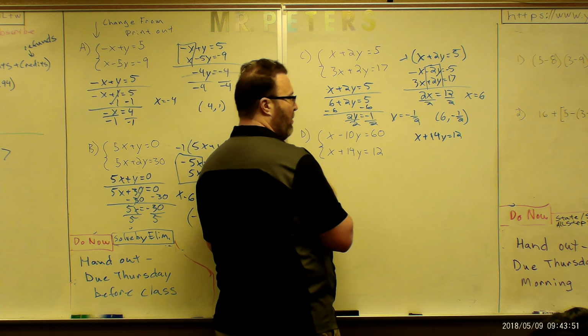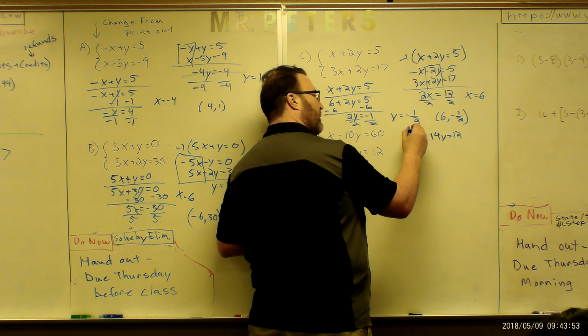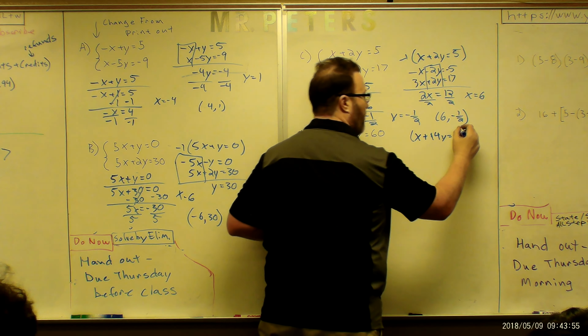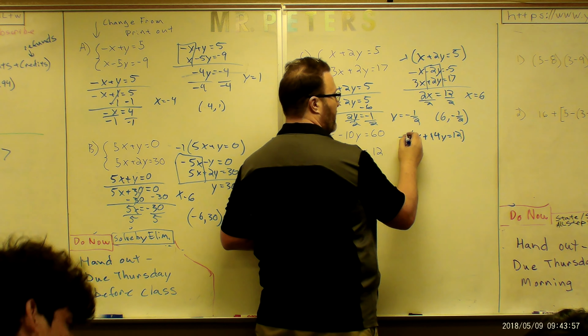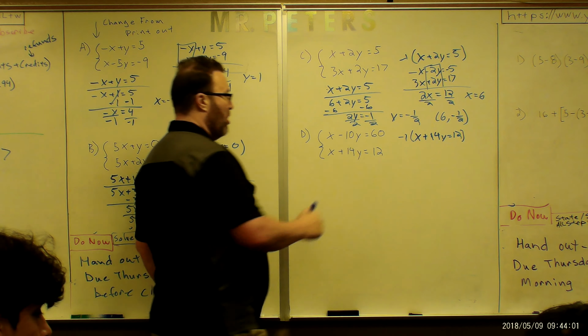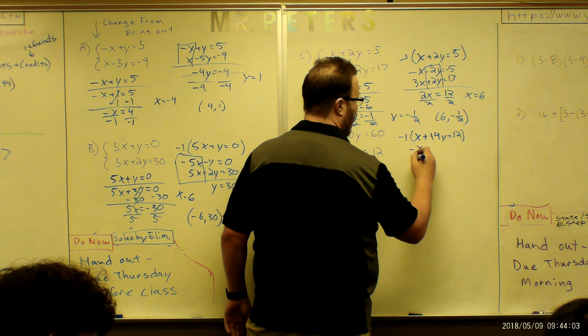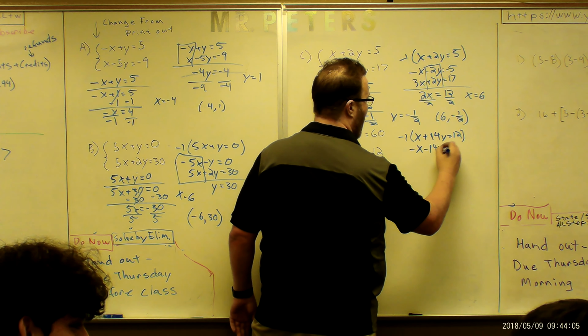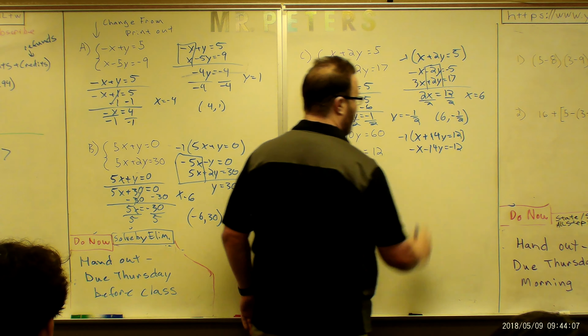Okay, what do I do with it now? Put parentheses. Yes. And what do I put on the outside? -1. Good. Now we've got to do the distributive property, right? Multiply all the way across. Negative x, negative 14y equals negative 12.